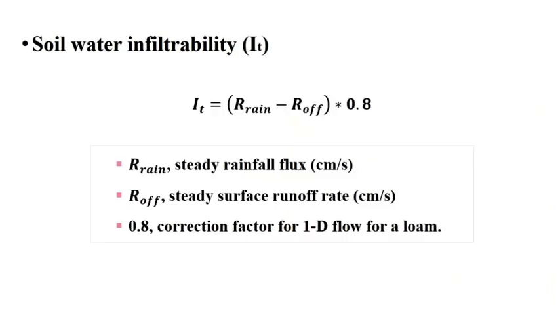For the infiltrability calculation, we use this equation: I equals R_ring minus R_off, times 0.8. R_ring is the steady rainfall flux, R_off is the steady surface runoff rate, and 0.8 is the correction factor for one-dimensional flow for a loam.